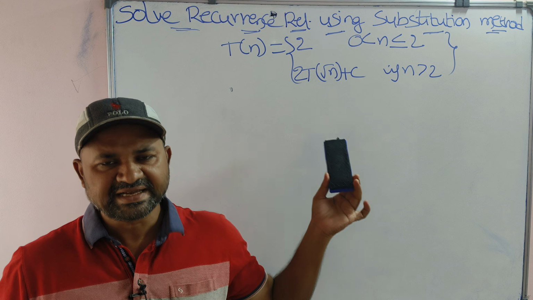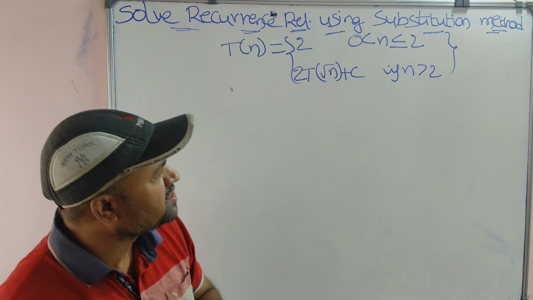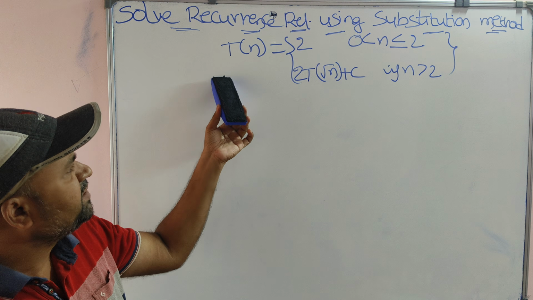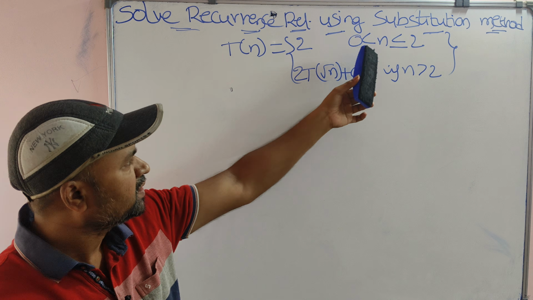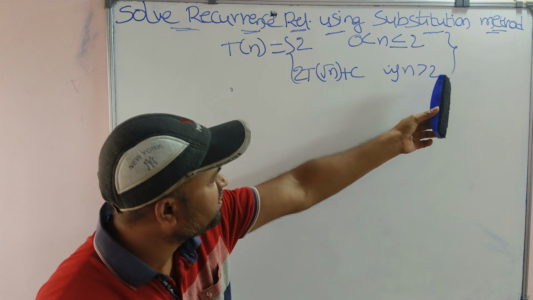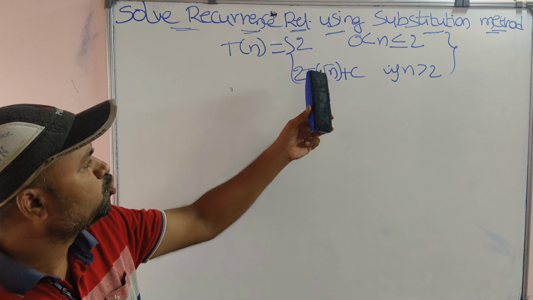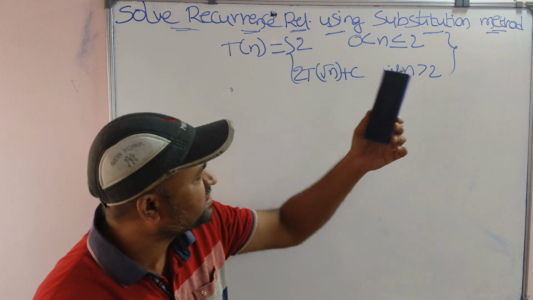Now let us solve this problem. Solve the recurrence relation using substitution method. T of n equal to 2 if n value is between 0 to 2, whereas if n is greater than 2, then the recurrence relation is 2T of root n plus c.